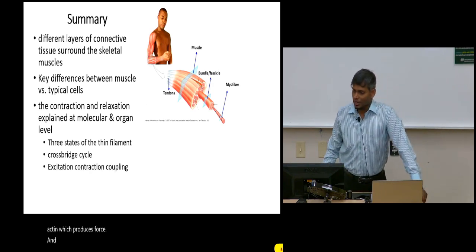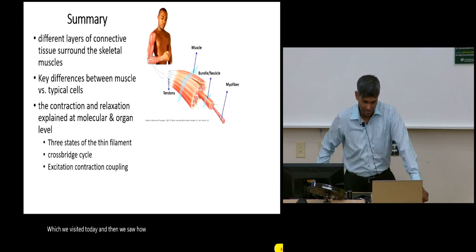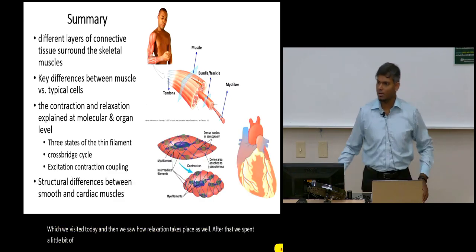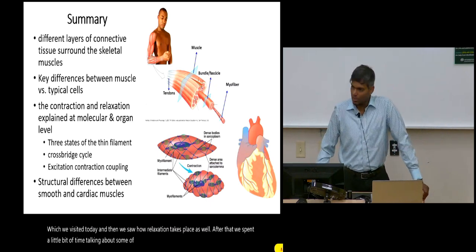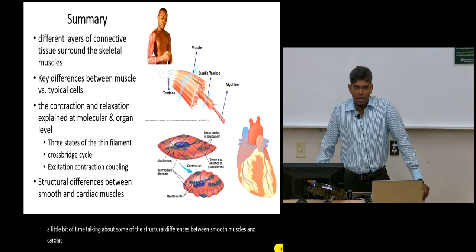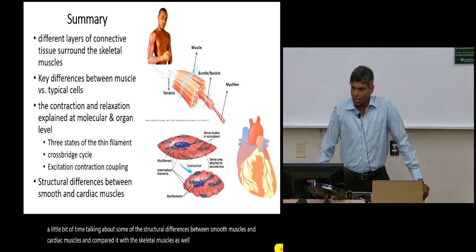And then we talked about excitation-contraction coupling, which we revisited today, and then we saw how relaxation takes place as well. After that, we spent a little bit of time talking about some of the structural differences between smooth muscles and cardiac muscles, and compared it with the skeletal muscles as well. All right. Are there any questions for me?